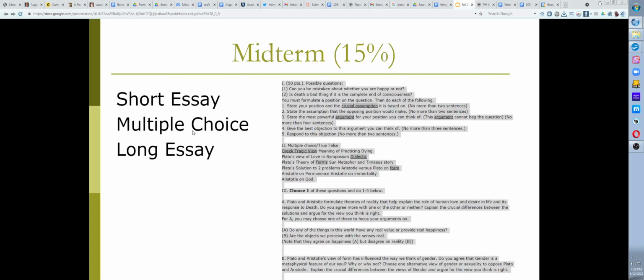The midterm exam has a review sheet already online that has the short essay questions and the long essay questions from that. There'll also be a shorter objective section of the exam as well that will be true, false, or multiple choice, covering the topics that are listed on the review sheet. We'll talk more about that, and I'll show you where to find the resources for the midterm exam as well.